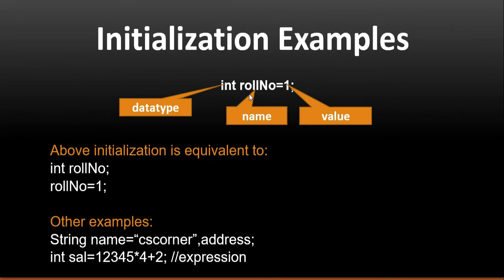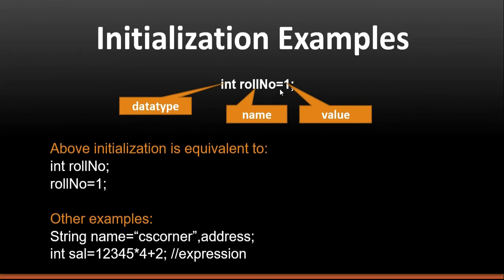You can see I'm having variable roll number which is having value 1. And data type is integer. So data type integer, name is roll number and value I'm having as 1. And this equal to is what? Assignment operator. Using that, I can store value 1 to my roll number variable.